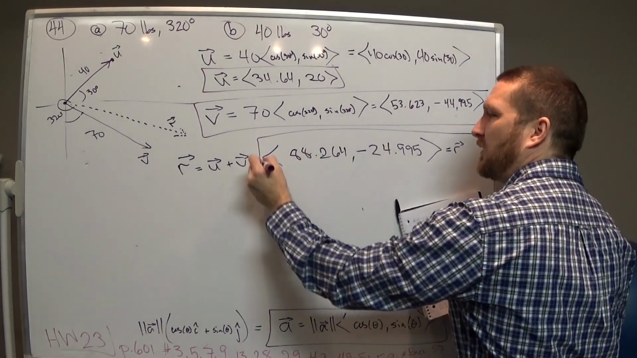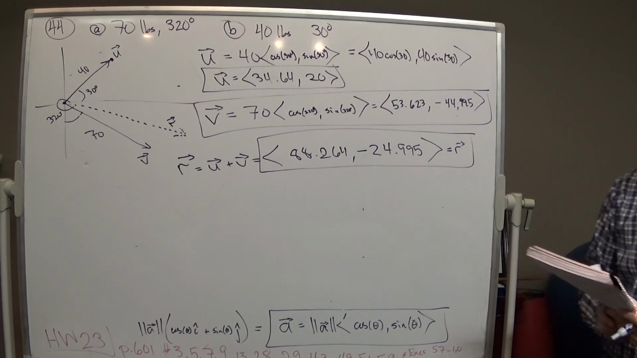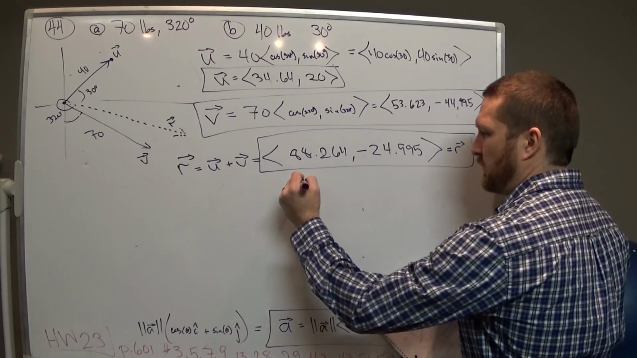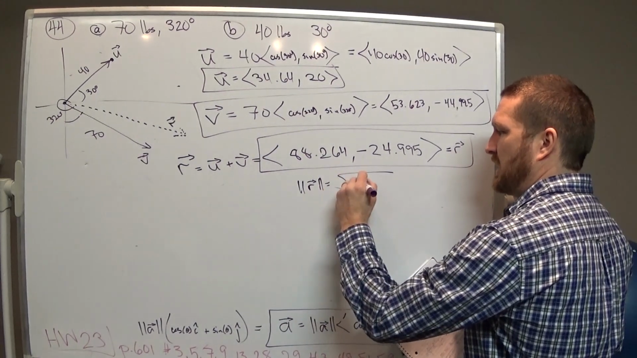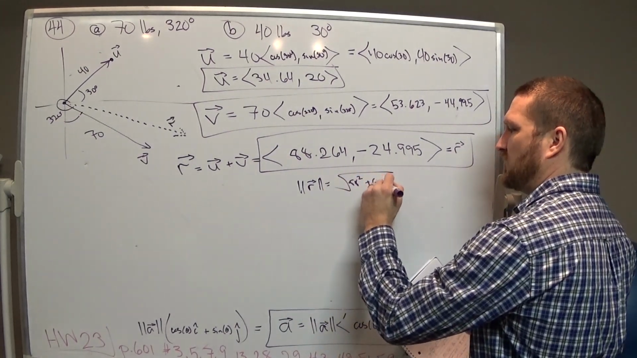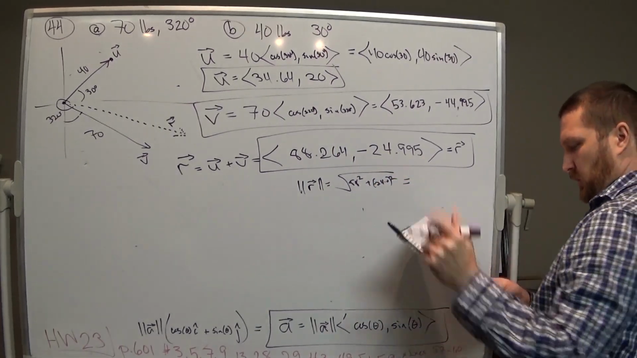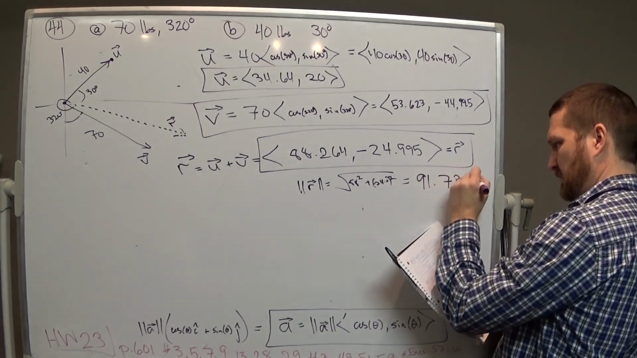But they didn't ask for R in component form. They asked for R. I said it, I didn't write it up there. They want it as a magnitude and a direction. The magnitude's the easy part, right? The magnitude of R is just the square root of the 88 stuff squared plus the minus 24 stuff squared, and you get 91.735.